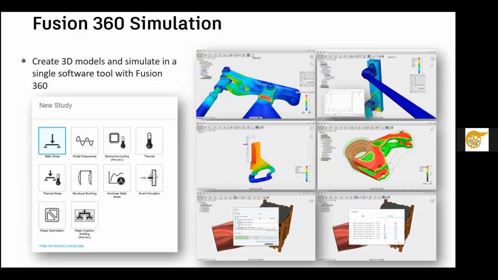Basically, what you can do in simulation is take your model and simulate events like static stress analysis, or structural buckling, event tests like drop tests, thermal heat tests, and so forth, to make sure that your design, when you're creating it in CAD, you can simulate those events and virtually test them to make sure that they're going to perform as you intended in the real world. So we'll get to that in a bit.